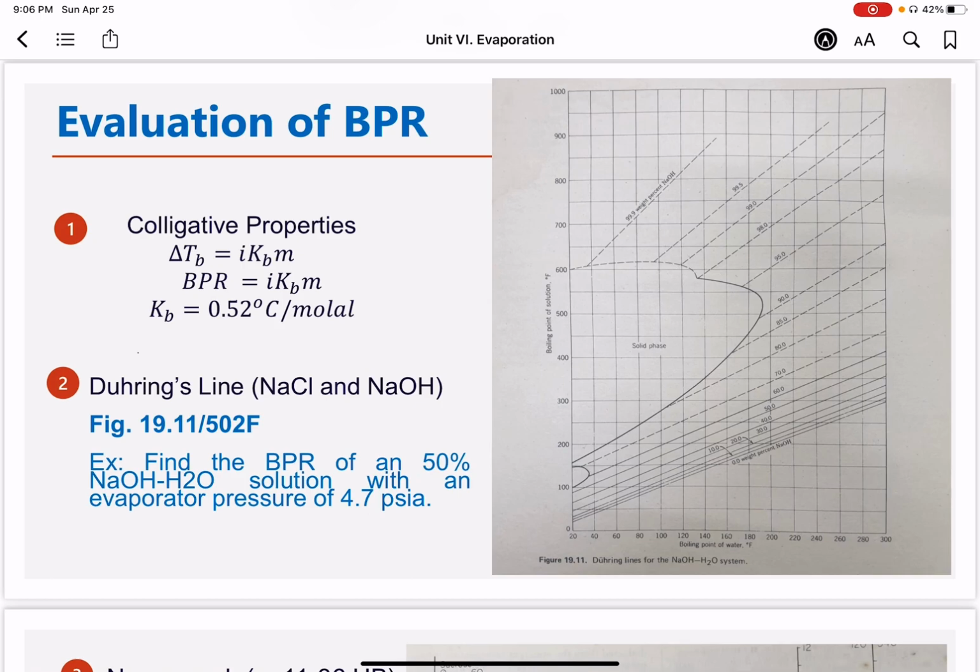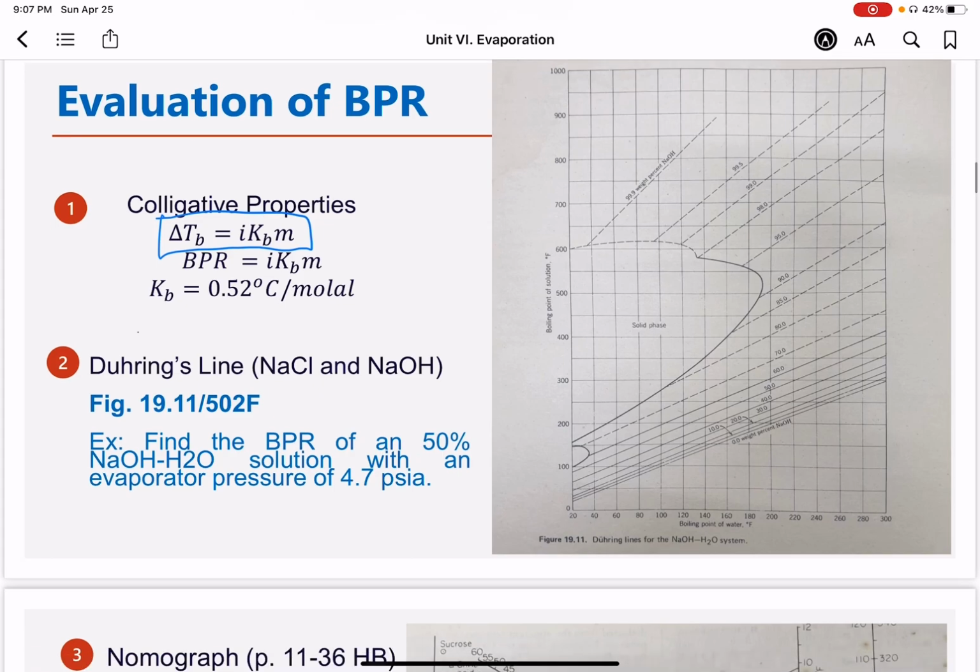Okay, so there are three ways to evaluate BPR. One is, as I've mentioned a while back, using your colligative properties, wherein for boiling point, delta TB equals i Kb m. Your i is the Van 't Hoff factor, which is the number of particles into which the solute dissociates. M is your molality, and Kb is the molal boiling point constant; 0.52 degrees C per molal is the Kb for water. Most of the books use 0.51. For easier recall, we use 0.52 degrees C per molal.